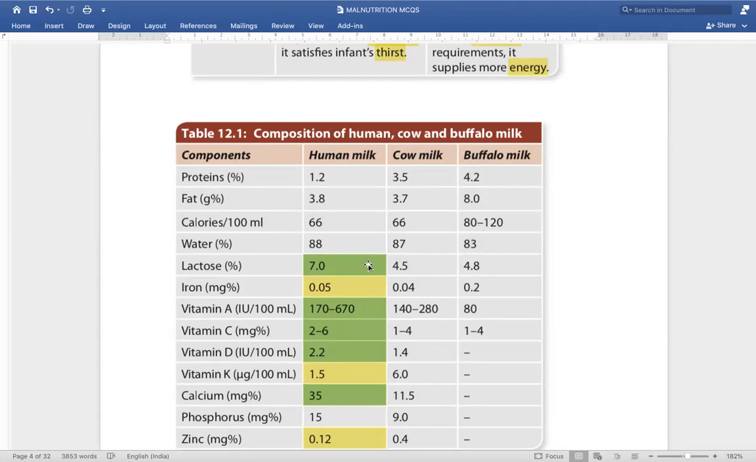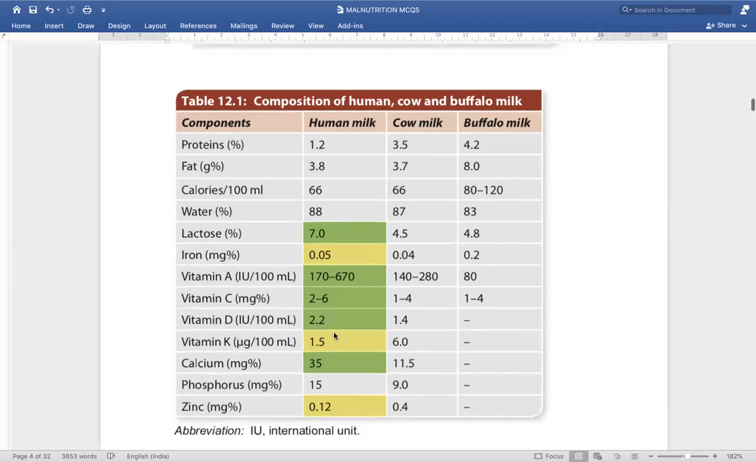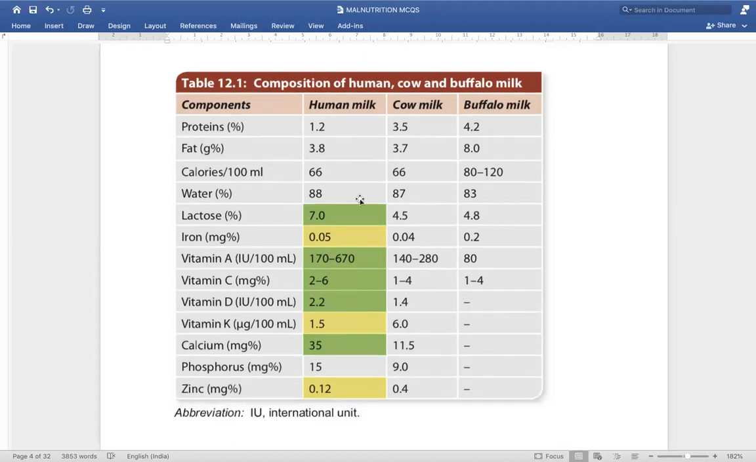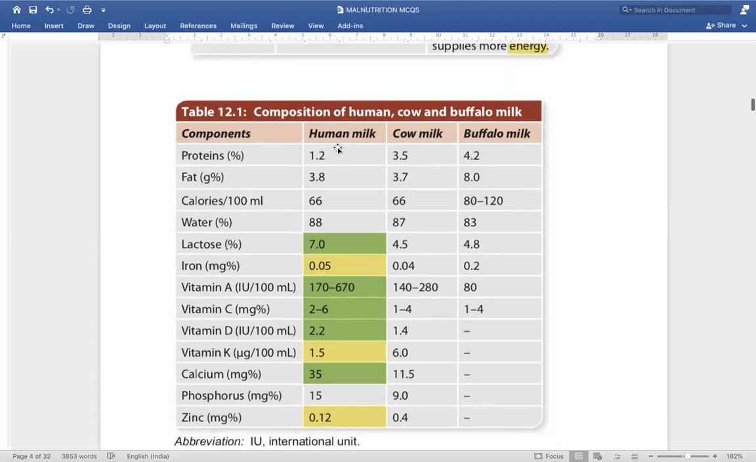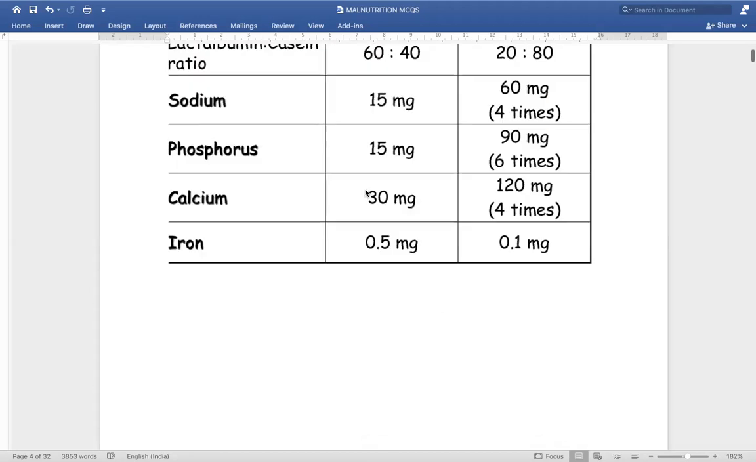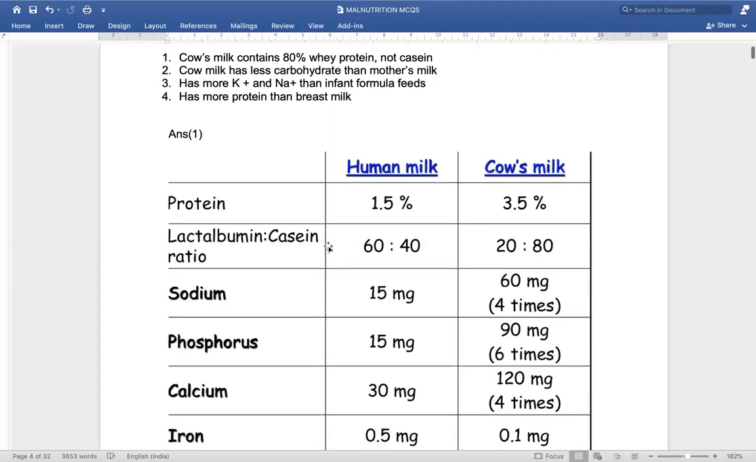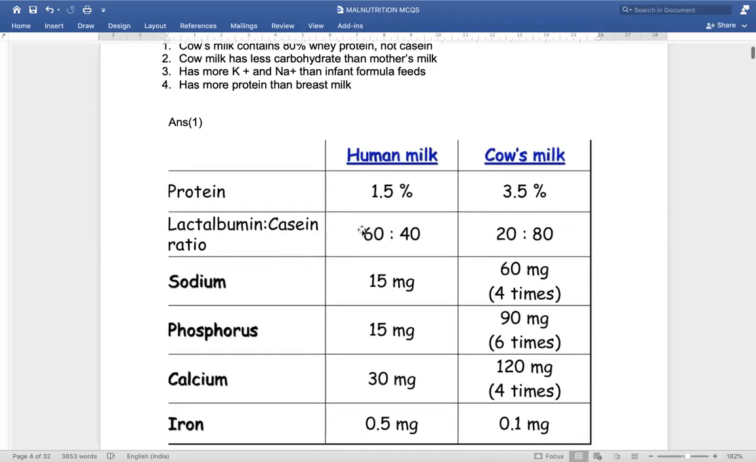Okay. So human milk has the highest lactose, and human milk also has protein of 1.2, just 1/3 of the protein in cow's milk. So what are the other things that are higher in quantity in human milk, as we discussed? One thing is whey protein, which is 60%. It is less in cow's milk.